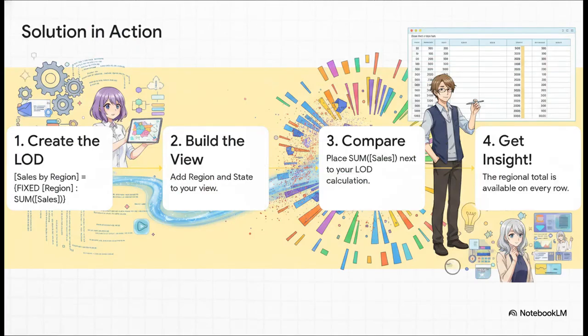So here's how we do it. First, we create our fixed calculation to get the sum of sales locked at the region level. Step 2, we build our view with both region and state in it. And then, when we put our regular sales measure right next to our brand new LOD calculation, that's where the magic happens. The regional total gets stamped on every single state's row, which lets us do direct comparisons, calculate percentages, all kinds of deeper insights.